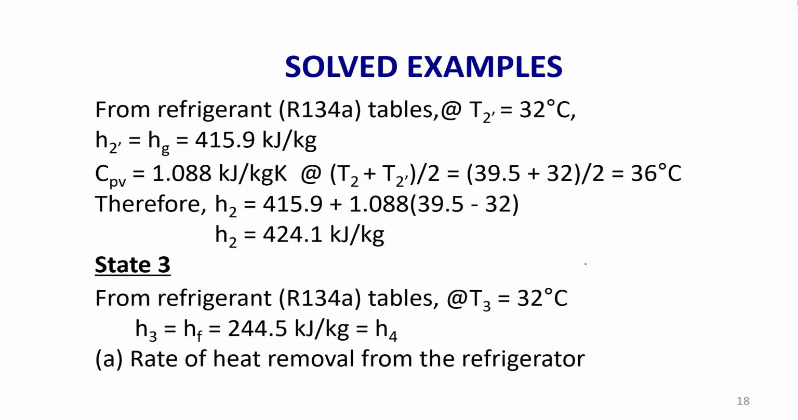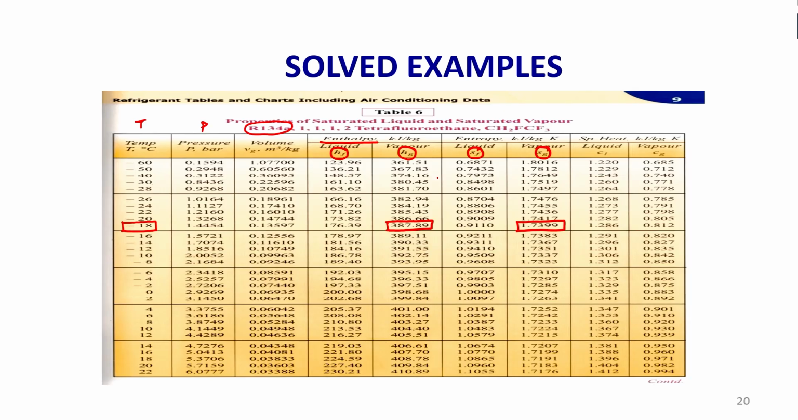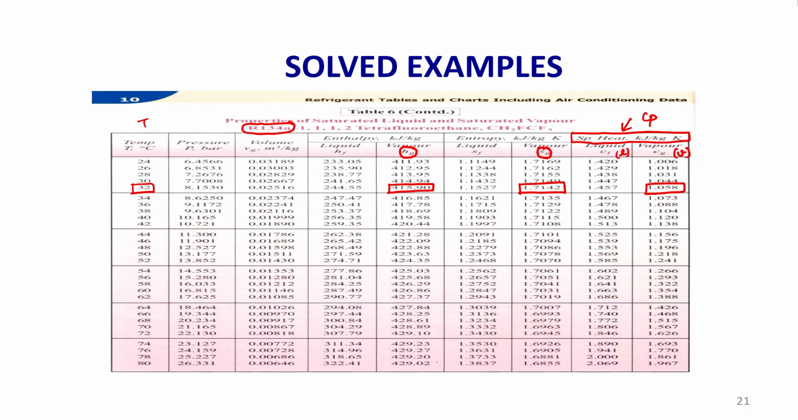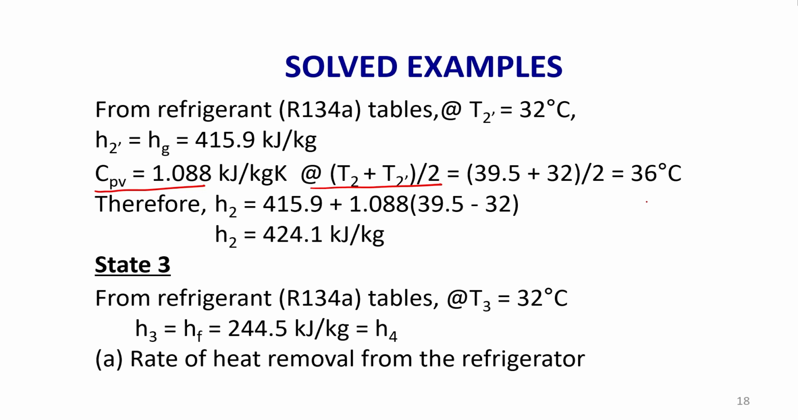If you see this one, approximately 39.5 is 40, 40 plus 32 is 72 by 2, that is 36. So, corresponding to 36 only, I have taken the Cp of vapor at this temperature. This is very, very important. So, corresponding to 36, Cp of vapor is in this last column, 1.088. So, that is what I have got here.